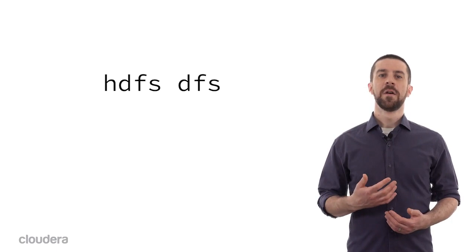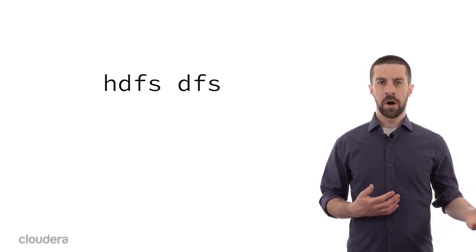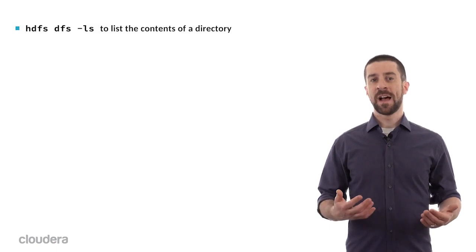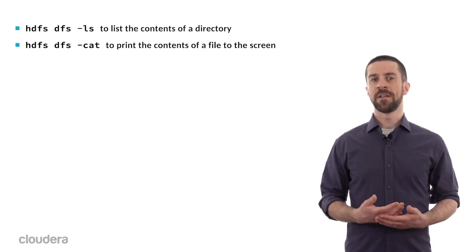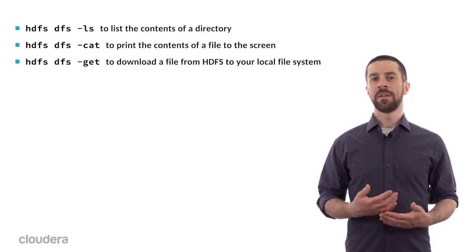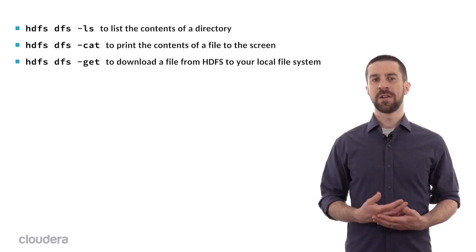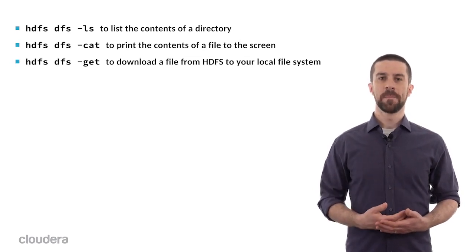In the first week of this course, you learned that to interact with HDFS on the command line, you use the command hdfs dfs, followed by various commands and options and arguments. These are called HDFS shell commands, or Hadoop file system shell commands. You learned how to use a few of these commands to browse files in HDFS. There's ls to list the contents of a directory in HDFS, cat to print the contents of a file to the screen, and get to download a file from HDFS to your local file system.